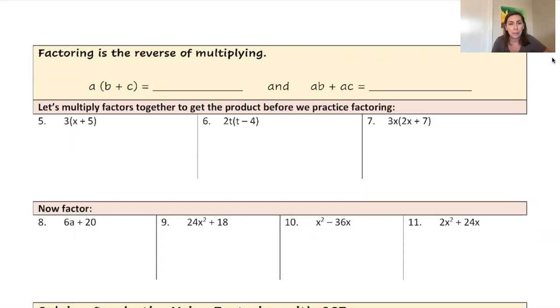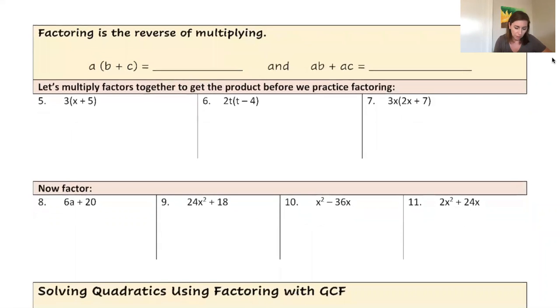So why did we learn about the GCF? Well, we're going to use that to both multiply and factor and then eventually solve quadratics, factoring out the GCF. All right, so first let's review where factoring comes from. It's kind of the opposite of multiplying. Remember how to distribute? That's like a form of multiplying. So we're going to practice that for a little bit, and then we're also going to practice factoring.